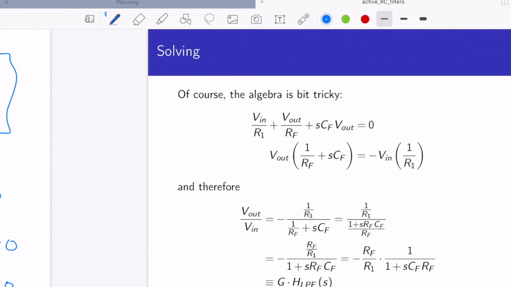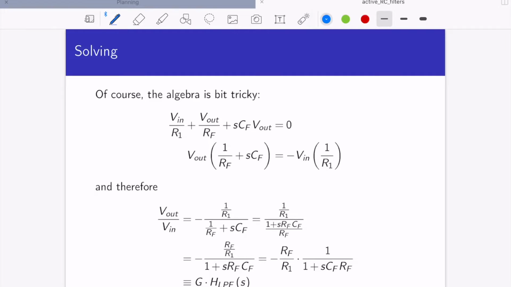So we can take that equation. I have it written here already. If we just multiply through by minus 1, this will be the same equation. I can factor out the V out. So V out times 1 over RF plus SC. And then I move the Vn over R1 to the other side of the equation, which gives us a minus. And now we can write V out over Vn as 1 over R1 over 1 over RF plus SCF with a minus sign in front.